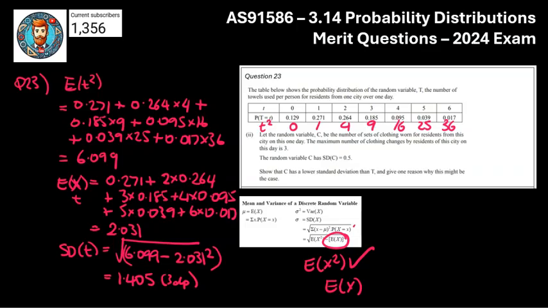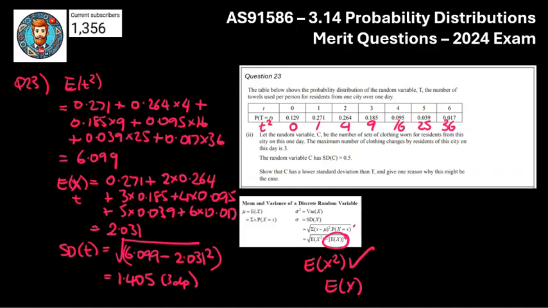So I've done all of the hard mahi. I've asked the question, so I've calculated the t. Now the question says show that C has a lower standard deviation, which we have, right? Because 0.5 is certainly a lot lower than 1.4 basically. And then it says give one reason why this might be the case. And that's where it's going to be a bit tricky.